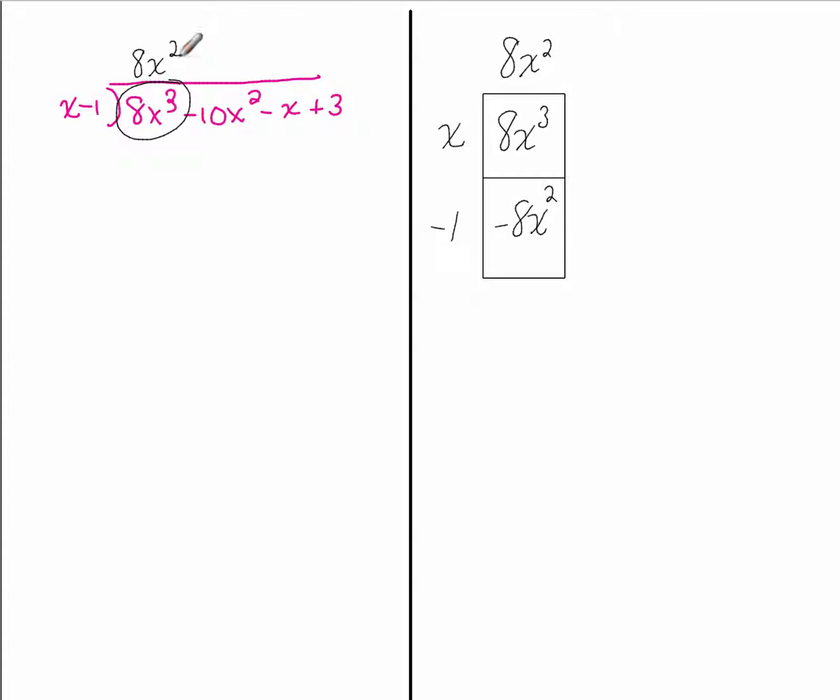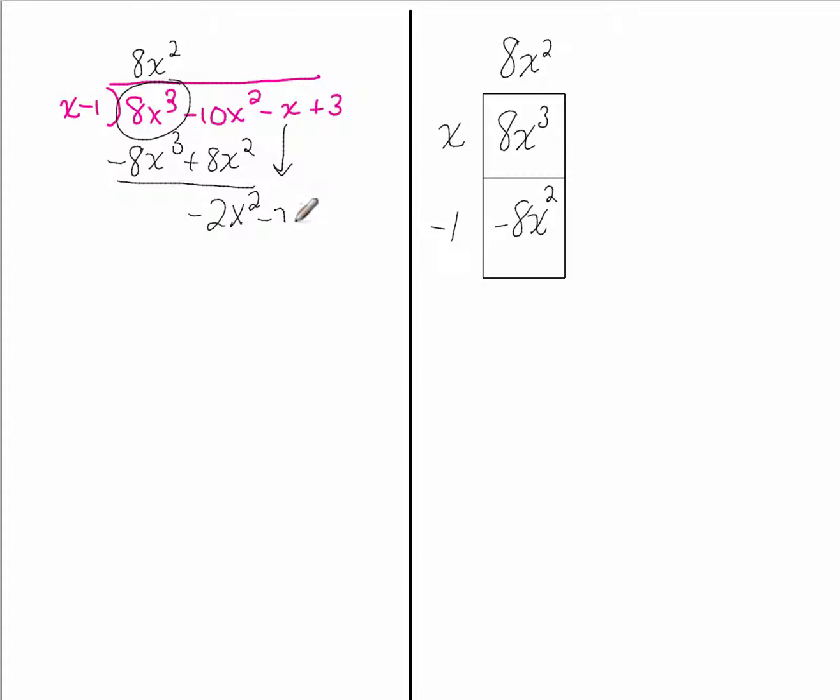Well, guess what? You're doing the same thing over here, except instead of it being in column form, it's in row form. 8x squared times x is 8x cubed. The same thing you have over here. 8x squared times -1 is -8x squared. Just like you have over here. Now the only thing you have to remember is the next step is to subtract, and we do that by adding the opposite. Take the opposite, take the opposite, and now I add these together and I get -2x squared.